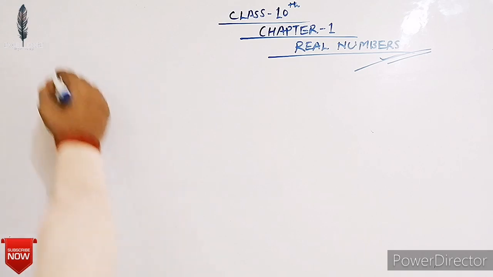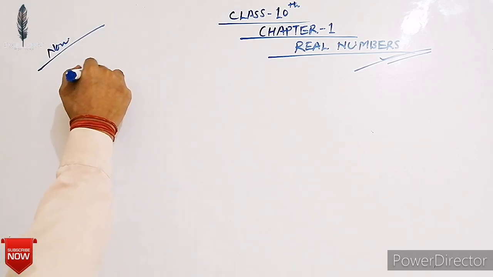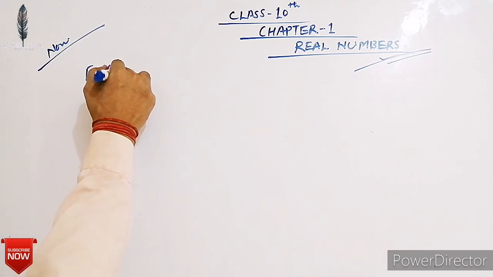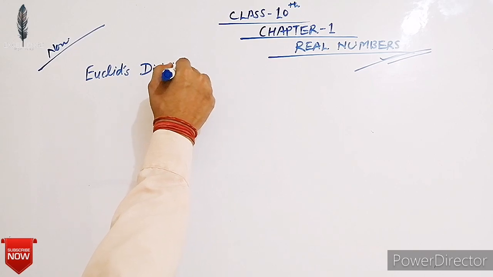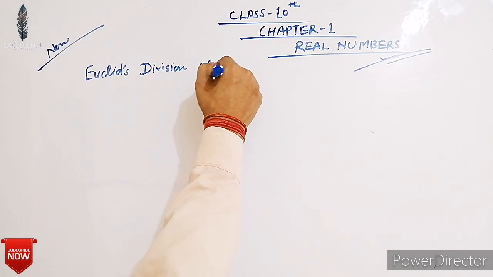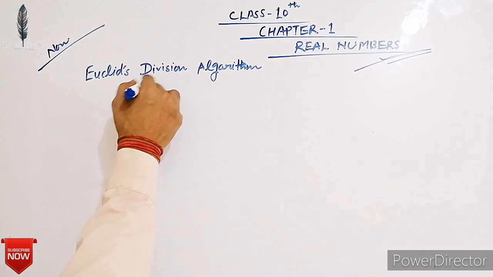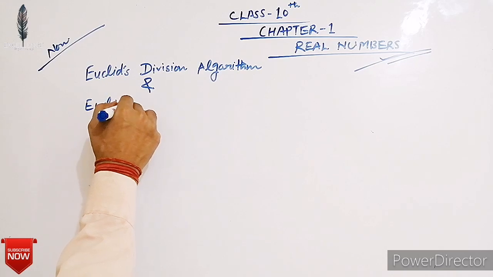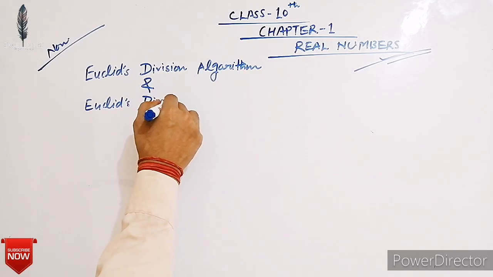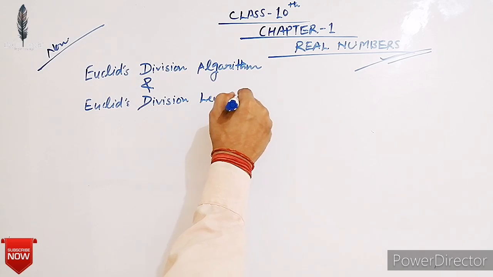Here we are going to discuss some concepts of chapter Real Numbers. Now the first concept is Euclid's Division Algorithm and Euclid's Division Lemma. Euclid's Division Lemma is a very important and conceptual concept of this chapter.